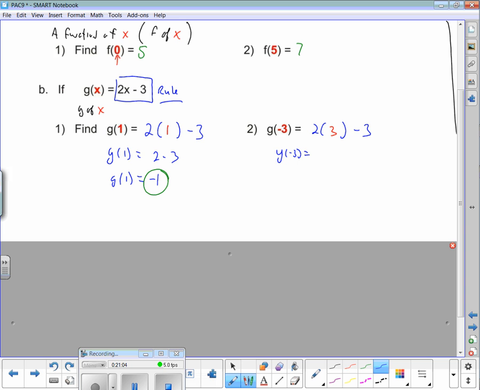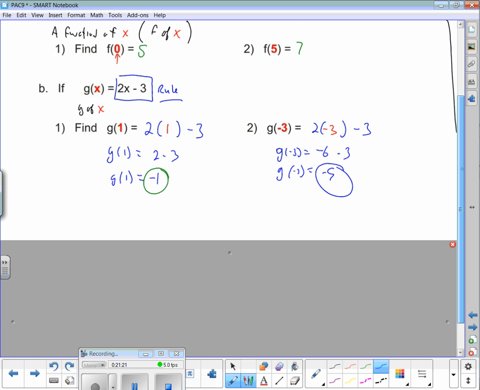Now you see how important that parentheses becomes, right? And hopefully you said negative 9, right?